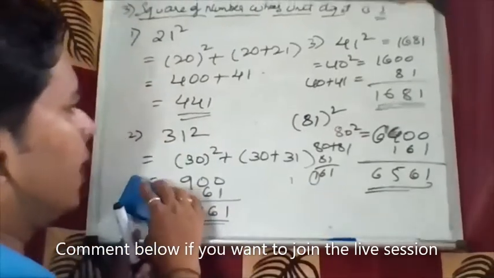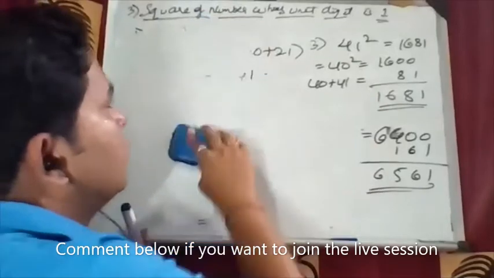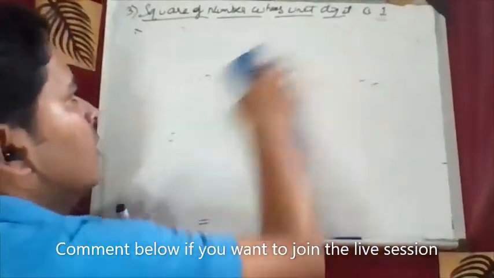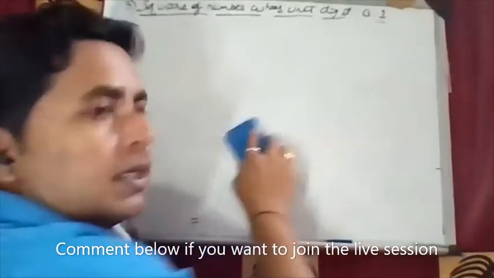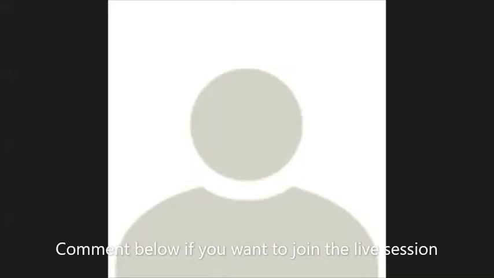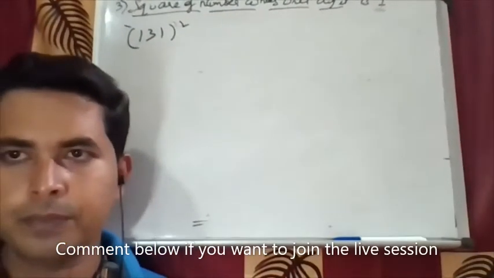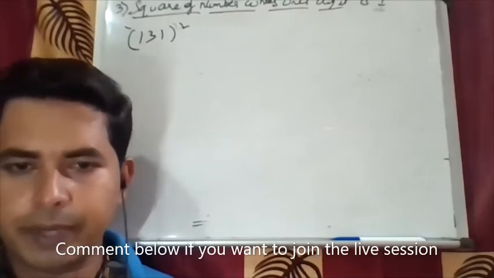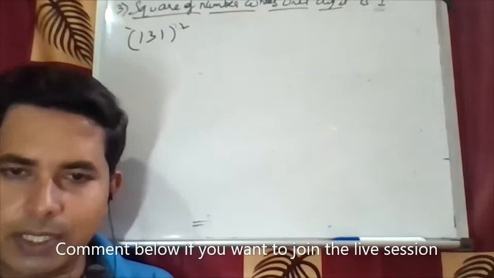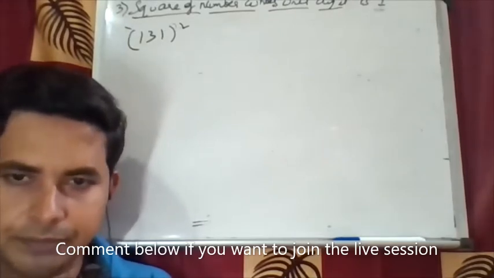So I'll give one more example. Just find the square value of 131. What will be the answer of 131 square? Here also the base number is 130. Add 131 and 130, you will get 261.